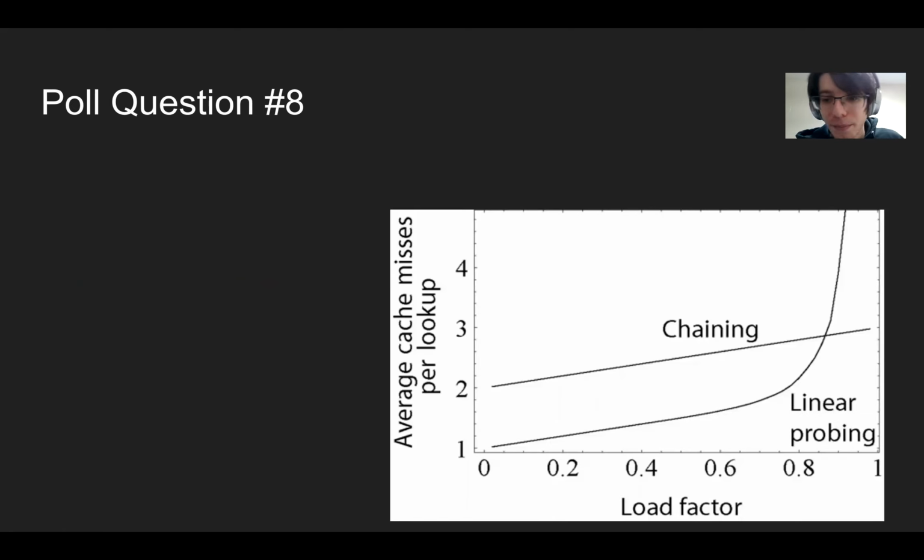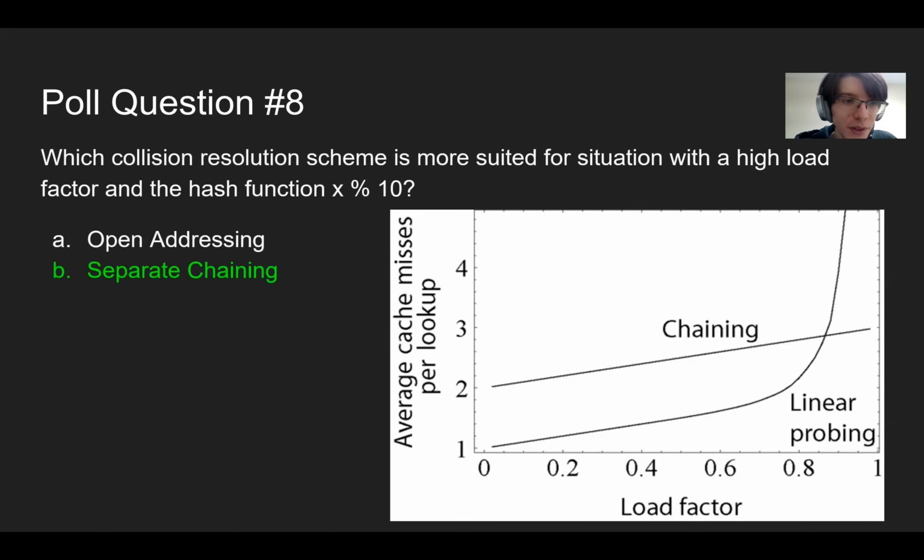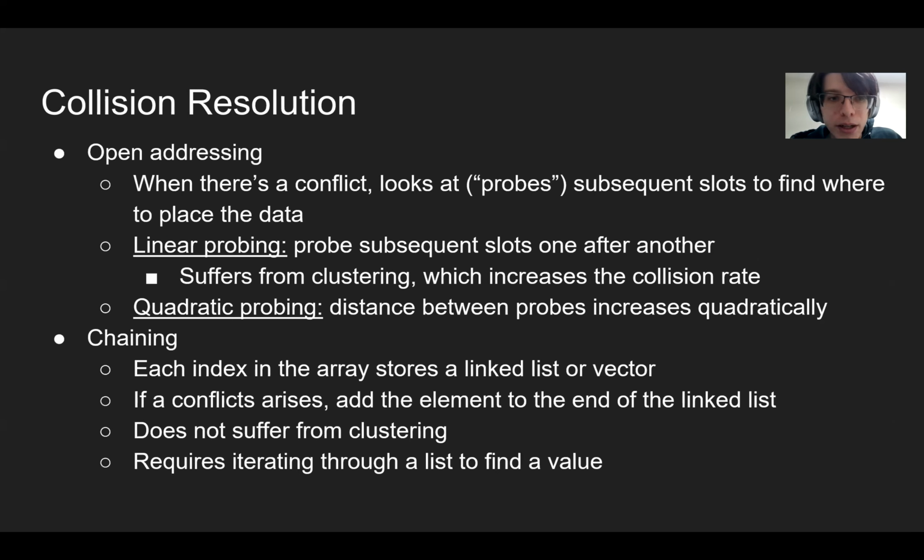And as we see here, this is exactly what we see. This is the average cache misses per lookup. On average, chaining has to check more things at smaller load factors, but at larger load factors, open addressing gets really, really bad, but chaining remains about the same. So that's why our answer is separate chaining for high load factor.